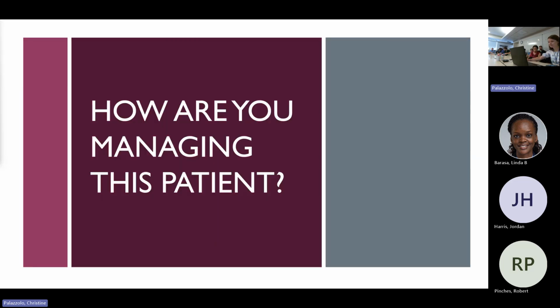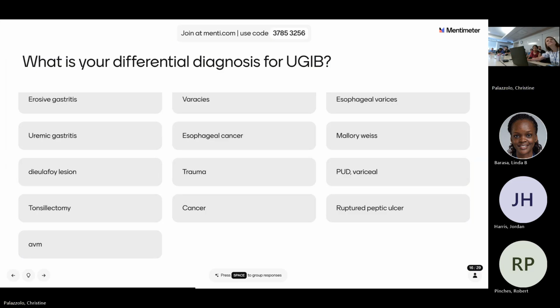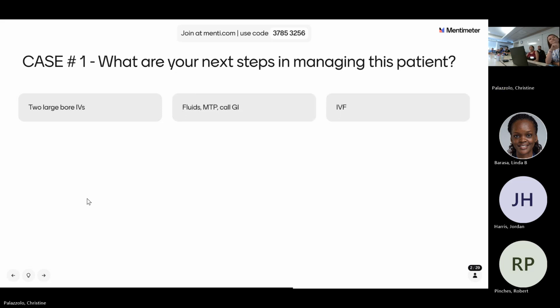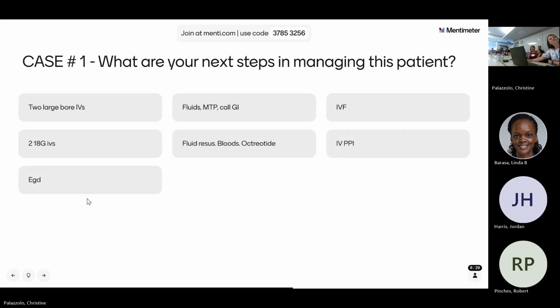All right. So back to Menti. There she is. All right. So this guy's unstable. He's bleeding. What are you doing for him? Two large-bore IVs. Okay, massive transfusion protocol, nice, call GI. Okay, IV PPI.